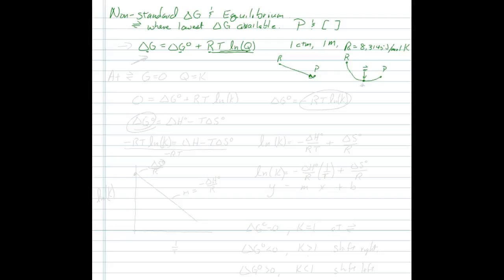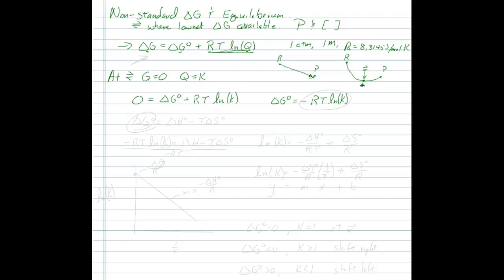At equilibrium, at our equilibrium point here, delta G is equal to 0 and Q is equal to K. So plugging those into our original equation up here, 0 equals delta G naught plus RT natural log of K. Doing a little manipulation of the equation, delta G naught equals negative RT natural log of K, the equilibrium constant.